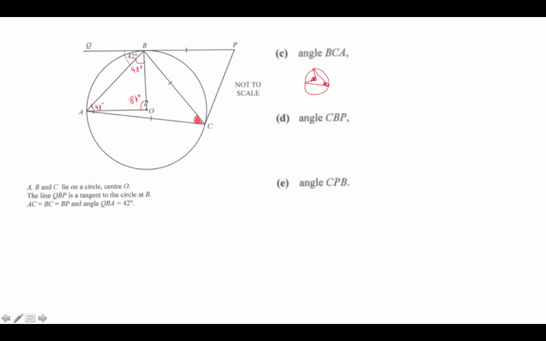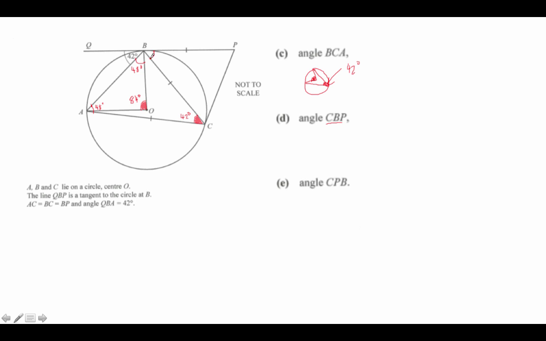So in our example, the angle at the centre is 84. So the angle at the circumference is going to be half of 84. So BCA is going to be 42. So this angle here is 42 degrees. Part D says find angle CBP. Well, CBP is going to be this angle here.